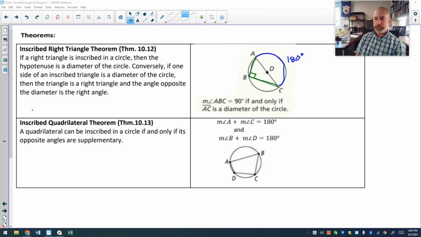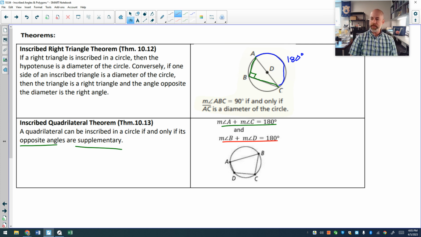And then the last one, if you have an inscribed quadrilateral, the opposite angles of the inscribed quadrilateral will always be supplementary. So angle A and C, they're opposite each other in the quadrilateral. They must add up to 180. Angles D and B, opposite each other in the quadrilateral, must add up to 180. They don't have to be congruent. There does not have to be a right angle. We simply know that opposite angles are supplementary.